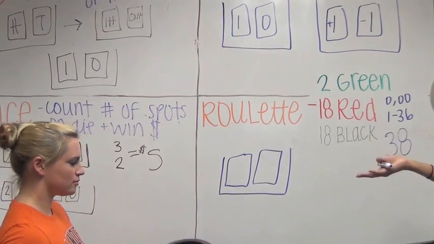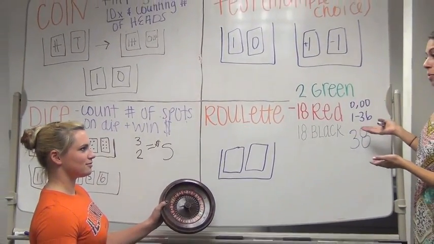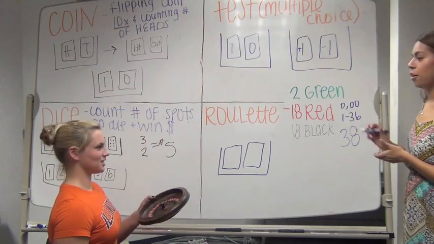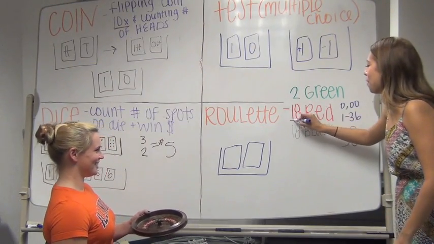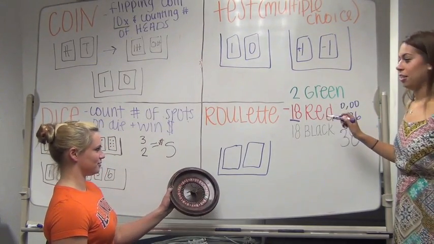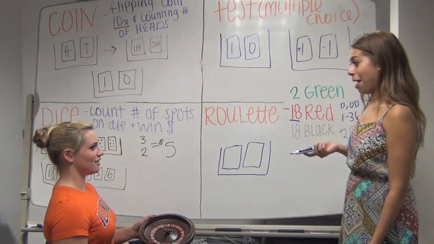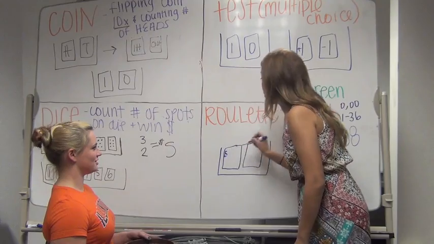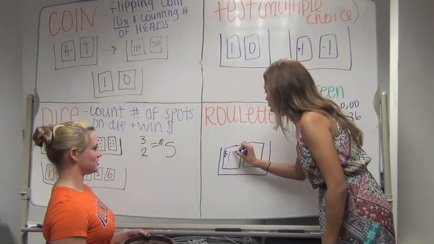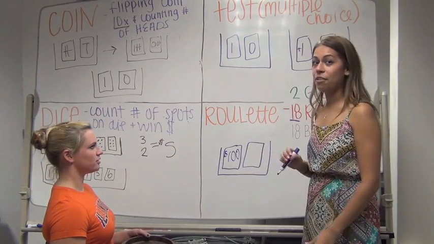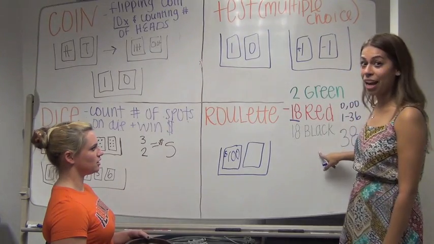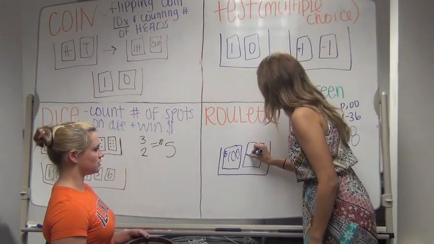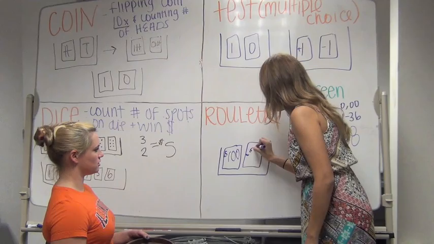Let's say Jill wants to bet. What color would you like to bet on? Red. Red, her favorite color. So we know there's 18 reds. How much would you like to bet? I'm going big, like 100. $100. So if she gets a red, she's going to win $100. However, if she gets either the green or the black, she loses $100. So we do a minus $100.